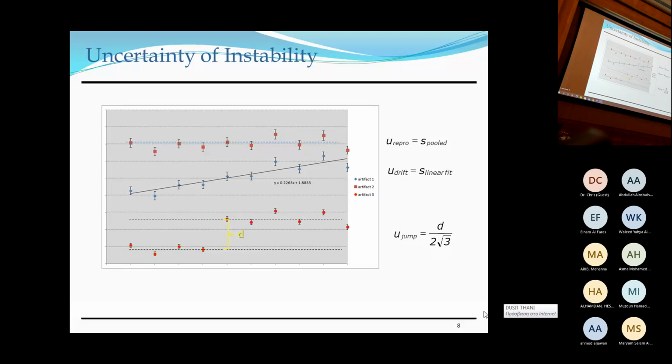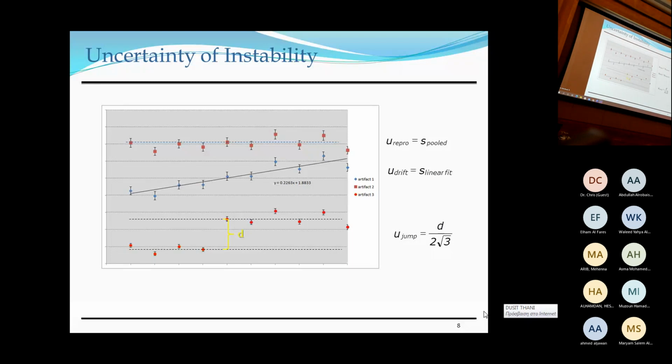The second case is that I have a change in the value. And it's a gradual change. It's not an abrupt change. So we have a trend. This is termed drift. So we might have an instability which has the form of a drift. Okay. This is a nice drift because it's linear.